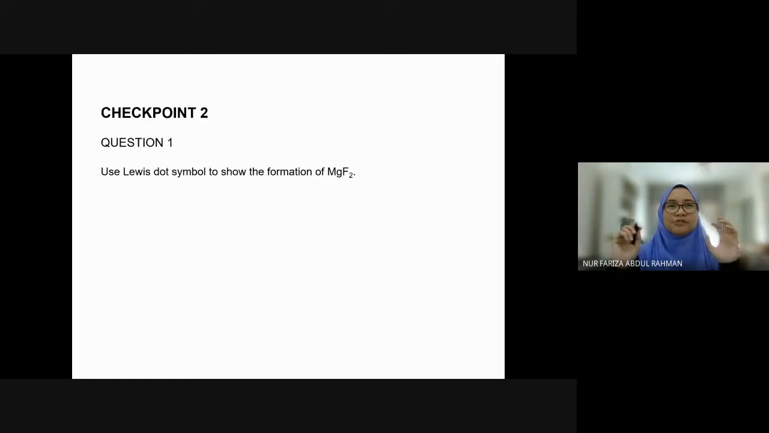So simply put, just draw the arrow. If it says show formation, that means we want the arrow. If it says show the product form, even without the arrow, if you give the arrow you still get full marks. Okay, just to be safe. So please complete this checkpoint, guys.